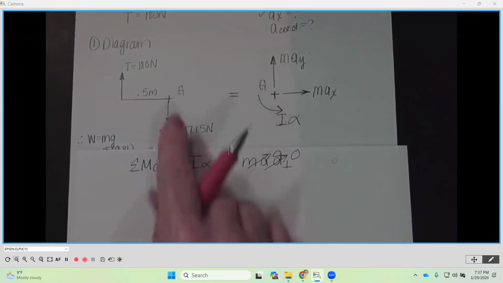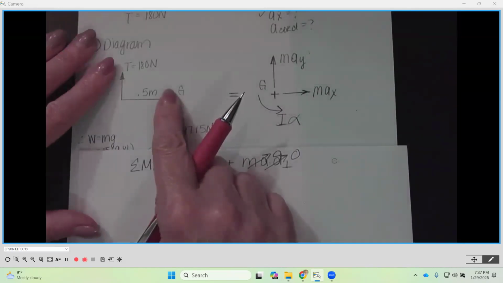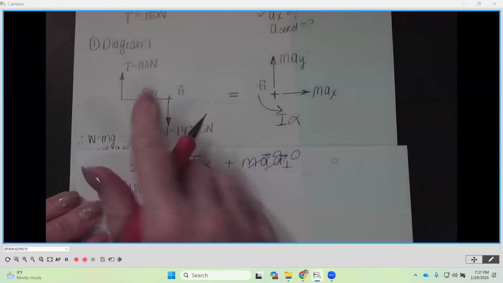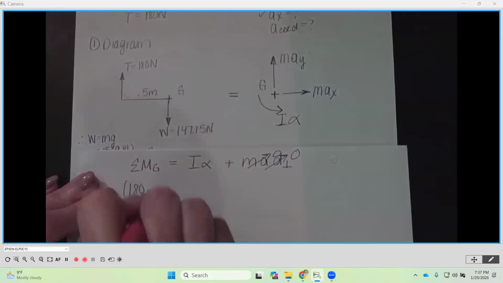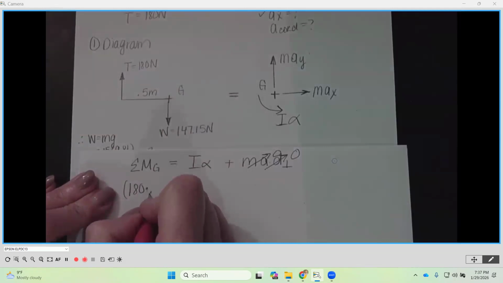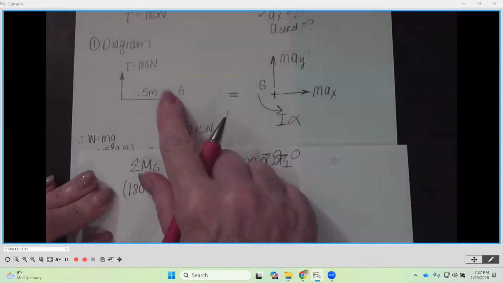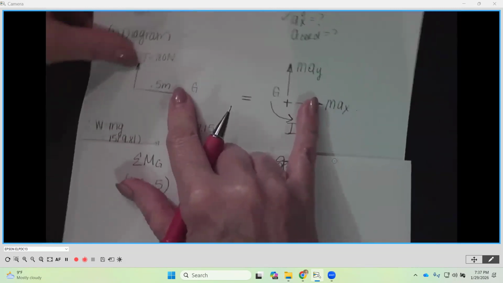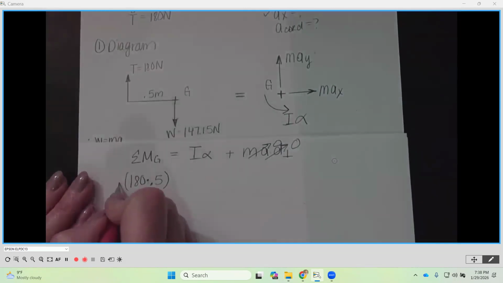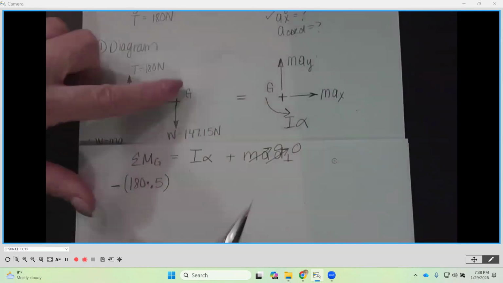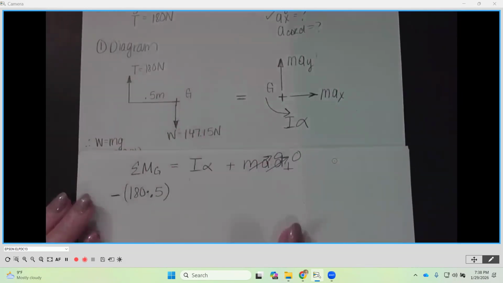So let's do our moment first. We're going to put our finger on G. Our offset force is going to be the 180, and its offset distance is times 0.5, right? 0.5 meters. And then it is going to rotate in a clockwise direction. So negative out front. Negative out front. The W does not get included because if I put my finger on G, it's just going to pull. It's not going to rotate. Okay. It's going to be equal to.